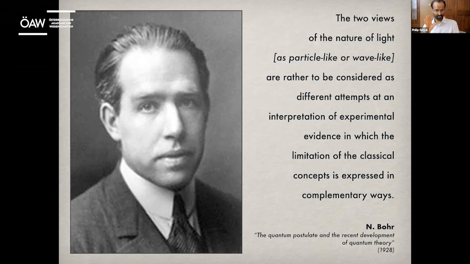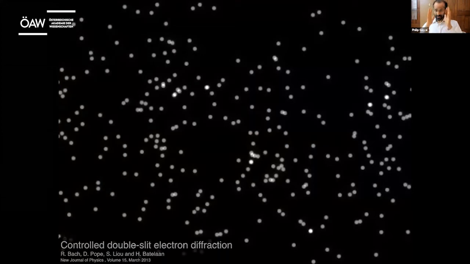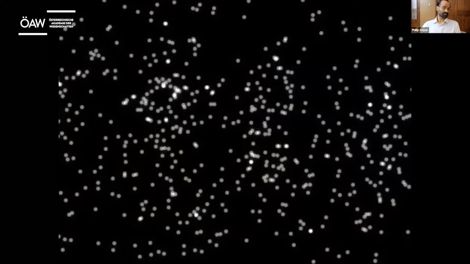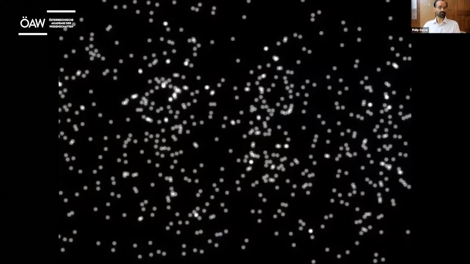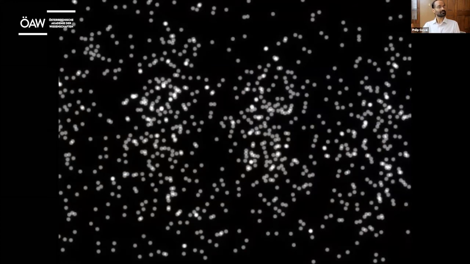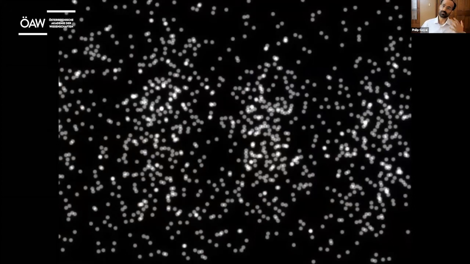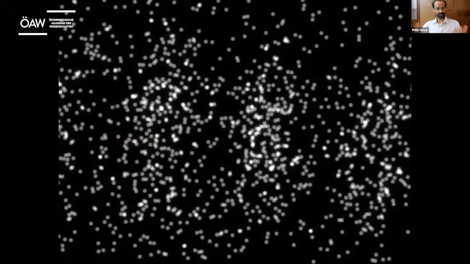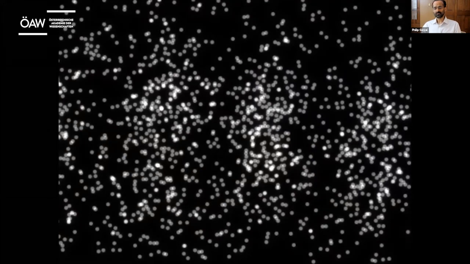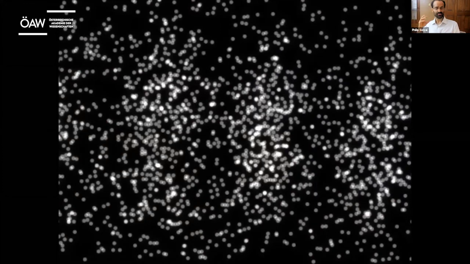So to be very clear here, the idea is that it's one and the same experiment, the same set of experimental data, where on the one hand, we're forced to use a particle model to explain, for example, the particle-like or point-like detections on our screen. But on the other hand, we're forced to adopt a wave-like way of thinking to explain the distribution of these points. So later on in his life, Bohr did articulate different conceptions of complementarity.